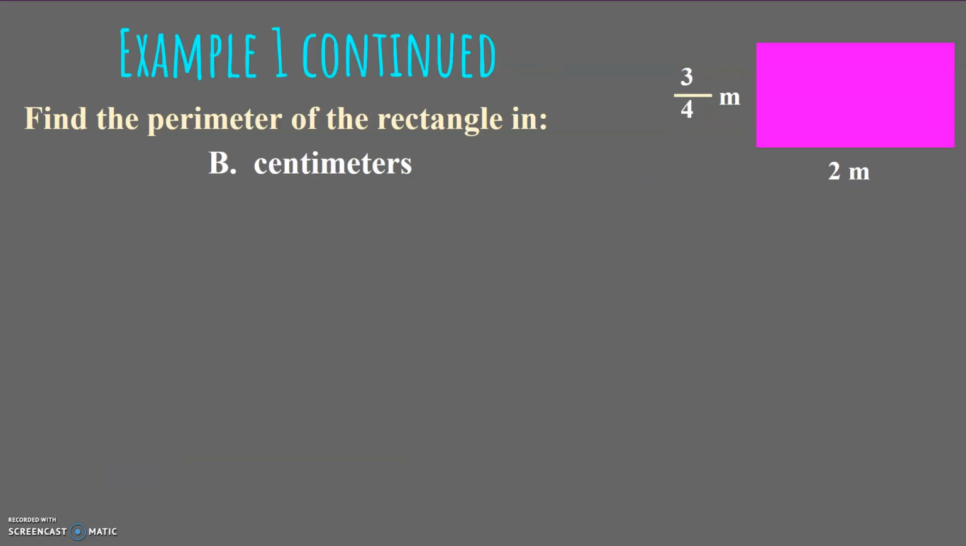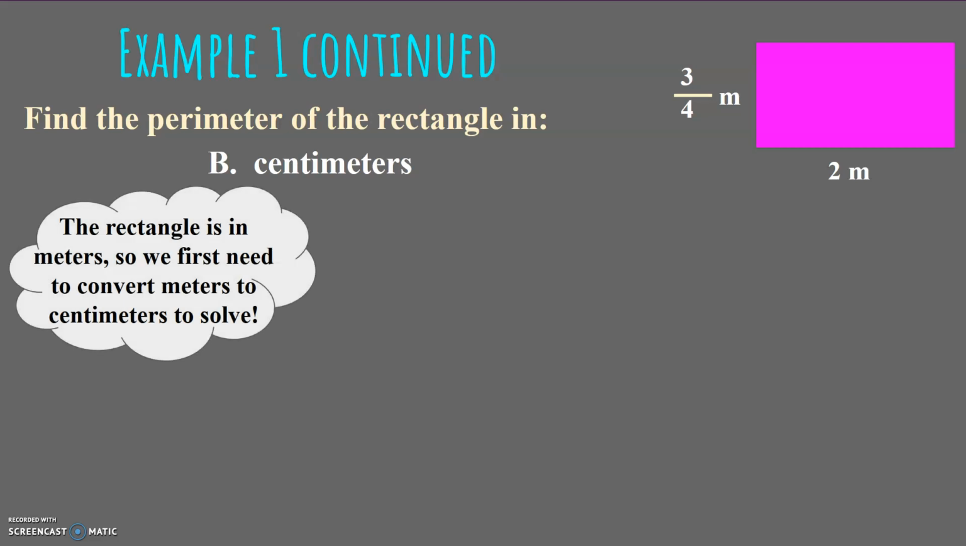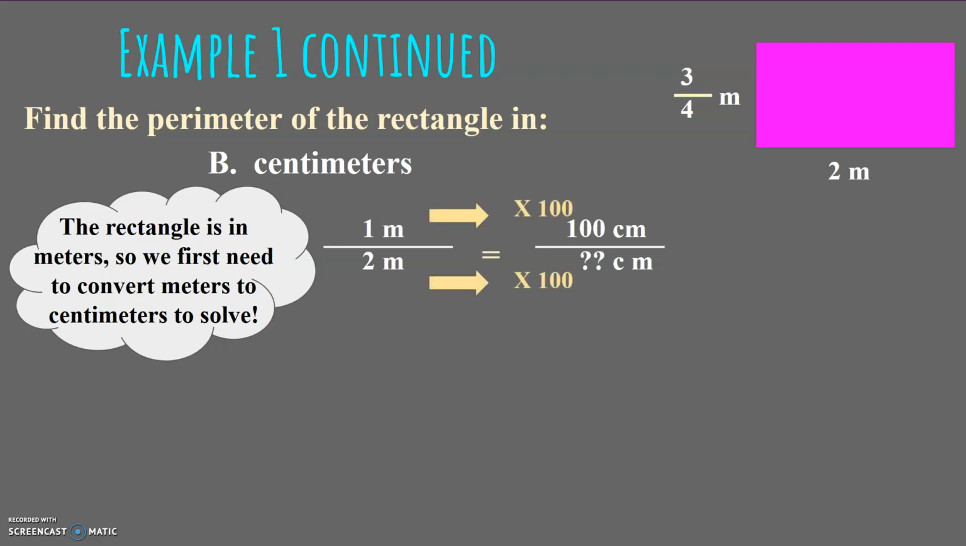Now we're going to find the perimeter of that same rectangle in centimeters. Notice that the measurements are still in meters, so we need to convert meters to centimeters to solve. So 1 meter equals 100 centimeters. So 2 meters, we will multiply both top and bottom by 100 to get 200 centimeters. All right, so the long side is 200 centimeters.